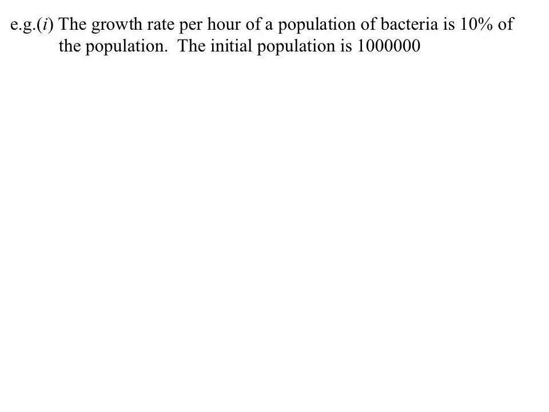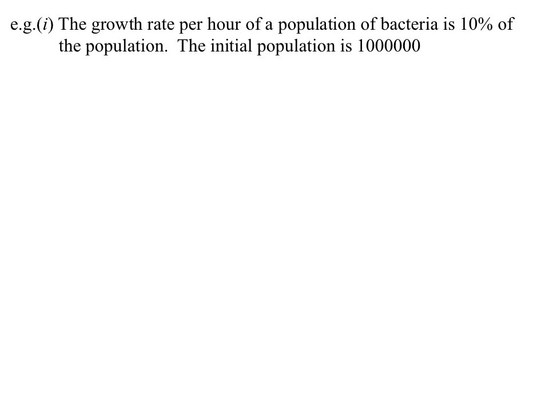An example. The growth rate per hour of a population of bacteria is 10% of its population. Initially we have, how many zeros have I got there? We've got 1 million bits of bacteria. Imagine them, there they are, crawling all over your hand even as I speak. You can't see bacteria of course, but there they are. There's 1 million of them all around, growing at 10%.